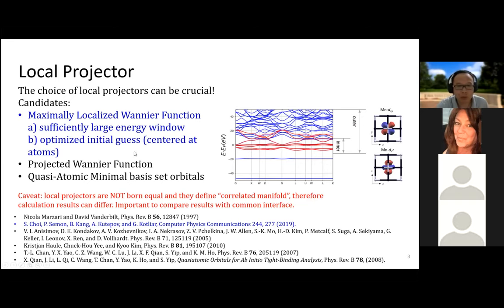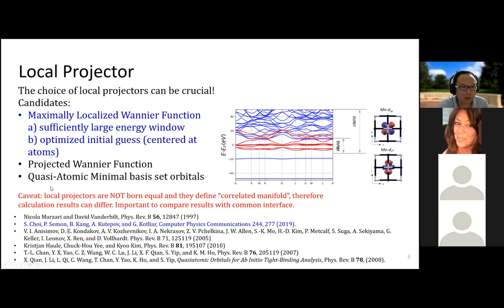The first one is what we have adopted. Sam Cook has already talked about the Wien2k interface in the implementation, where we use a large energy window and optimize the initial guess. So in the CoMSuite code, we adopt the same interface. Then another option is the projector Wannier function, which is sometimes adopted, for instance, in Christian Haule's DFT plus EDMFT code. We also have it implemented in another version of the DFT plus Gutzwiller code. And finally, another possible option is the quasi-atomic minimum basis set orbitals we developed previously in collaboration with Chen Yunxing and the group at MIT.